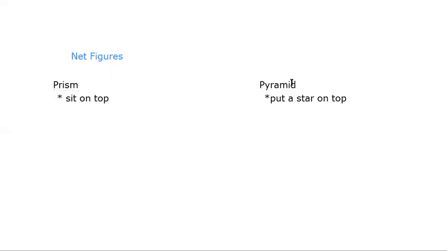Now, we all know what the Pyramid of Egypt looks like. So let's think of the Pyramid of Egypt. It looks something like that. The very top of it, see how it comes to a point? You can't sit there, but you can put a star on the top, just like a tree. If you can put a star on the top, the shape is a pyramid.